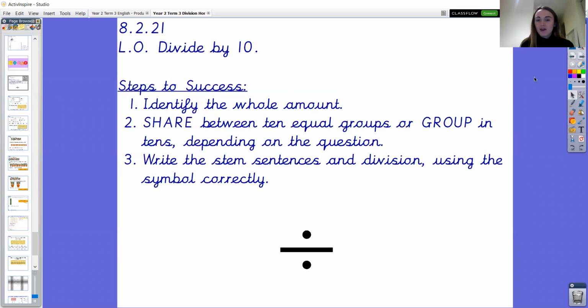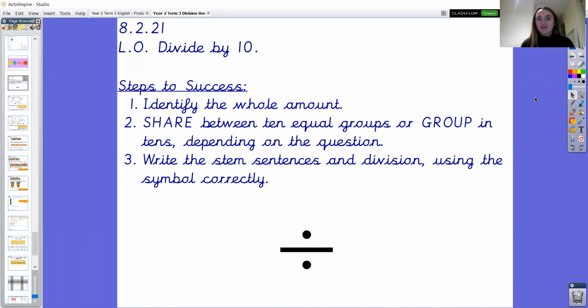So today we're going to be focusing on dividing by 10. And dividing by 10 is our last small step in our block of learning, which is focused on division. So we're going to be focusing on dividing by 10 today and tomorrow before reviewing our learning of division on Wednesday. So please pause the video here and write the short date, 8.2.21, and the learning objective, divide by 10.